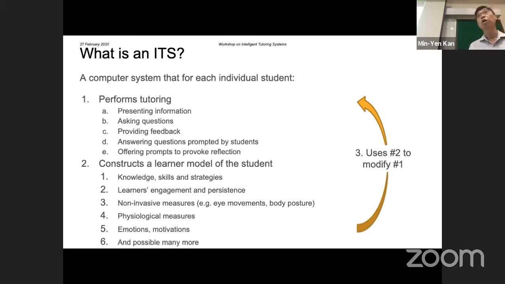And in order to do all this, it tries to build a model of the student. So what you call a learner model, a student model, more generally, in computer science, you know about user model. So this model contains many kinds of information. So contains knowledge, skills.